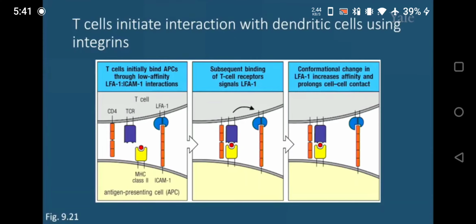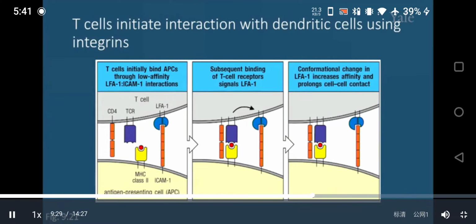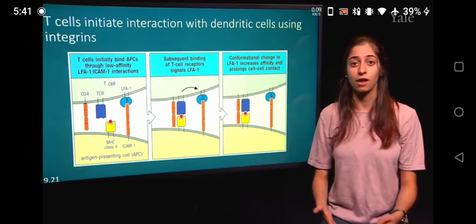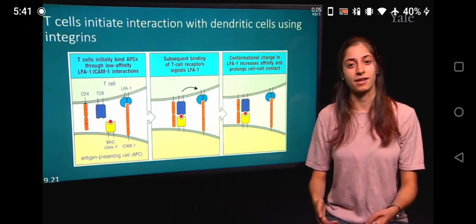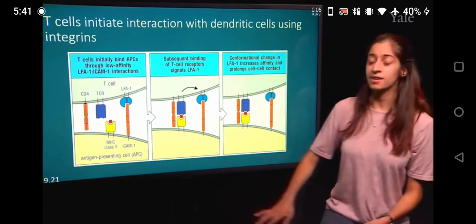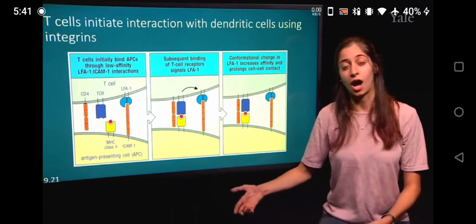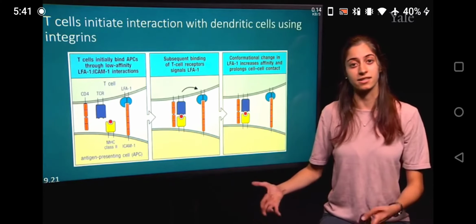Once the T cell gets to the lymph node, it will see a dendritic cell. The dendritic cell will eventually present antigen to the T cell, but in order for that to happen, the T cell and the dendritic cell must first establish an interaction. This interaction is established using some of the same molecules we just talked about that the T cell uses to get into the lymph node.